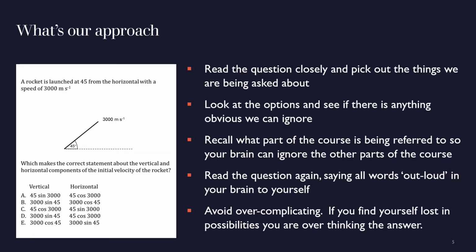However, still read the question closely. Try and strip out all the nonsense words. For example, the question could just be, what is the horizontal and vertical component of that triangle? Recall what part of the course is being referred to so you don't complicate it with other parts of the course, and then just read the question again in your brain, not out loud in the exam room. And avoid overcomplicating. If you suddenly get lost in the options, just stop and start again, and sometimes that works wonders.